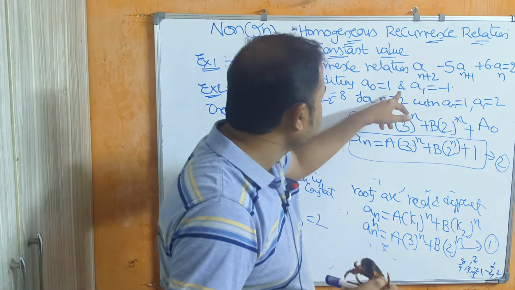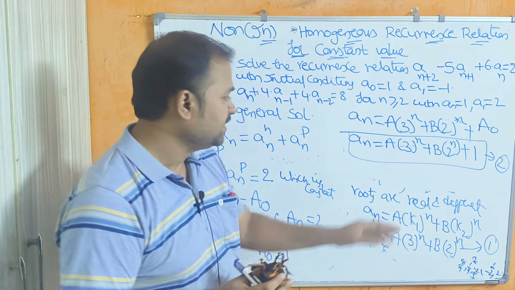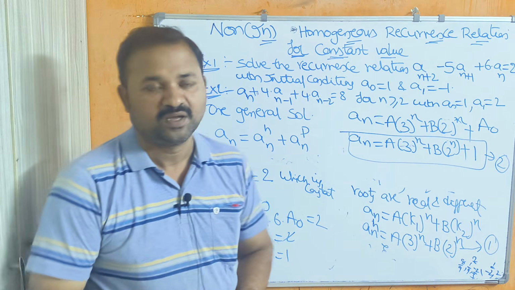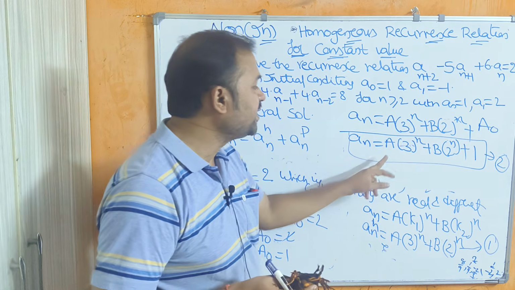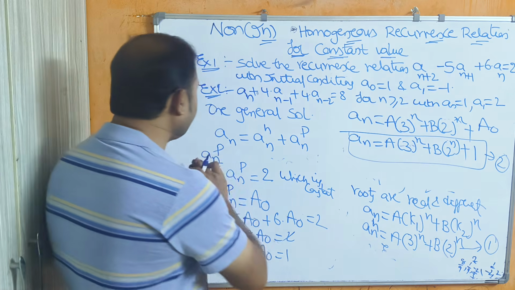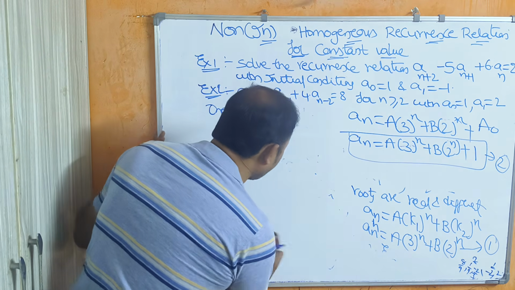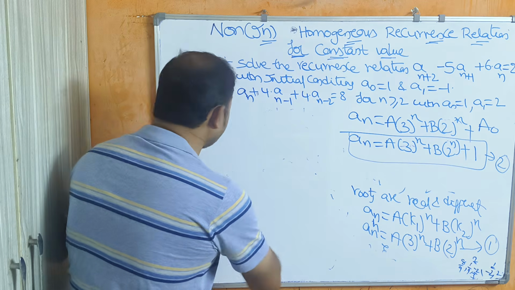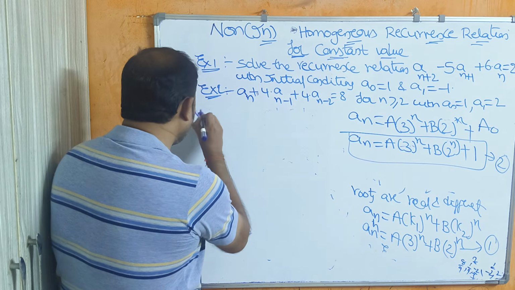So if a naught and a1 values are not given in the examination, then we can stop the process now. But in this problem a naught and a1 are given. So by substituting a naught and a1 we have to derive a and b. So let us derive a and b by substituting a naught and a1. So what is a naught value? A naught is nothing but 1.